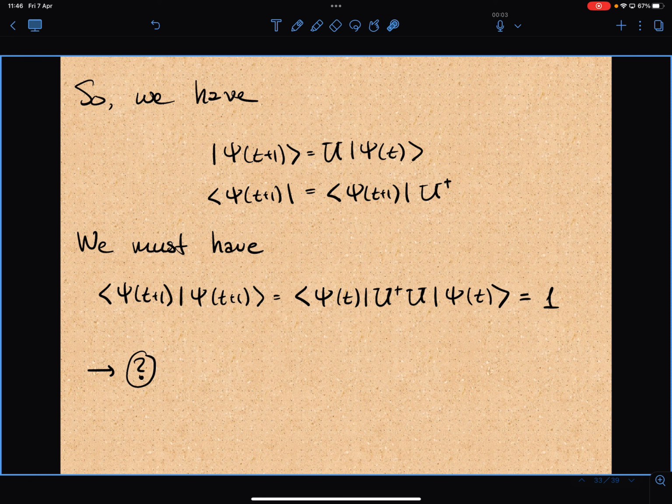In your second line, should the second bra be psi of t? Yep. Yeah, okay. Thanks.